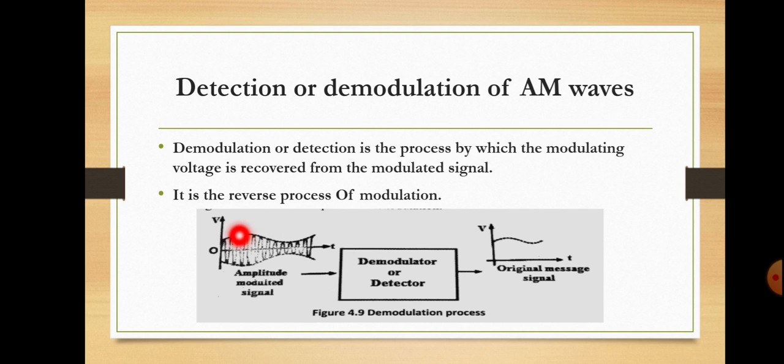Here we will have an amplitude modulated wave. See, this is the amplitude modulated wave, and we will apply this to a demodulator or detector circuit. As a result, this detector circuit converts this AM modulated wave to the information signal. The information signal is the envelope of this signal. So we will get this as the information signal, which is the original message signal or baseband signal.